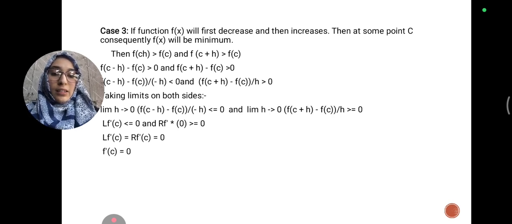Taking limit on both sides, limit h tends to 0 of f of c minus h minus f of c by minus h is less than or equal to 0, and limit h tends to 0 of f of c plus h minus f of c by h is greater than or equal to 0. So f dash of c is less than or equal to 0, and f dash of c is greater than or equal to 0. Hence f dash of c is equal to 0.